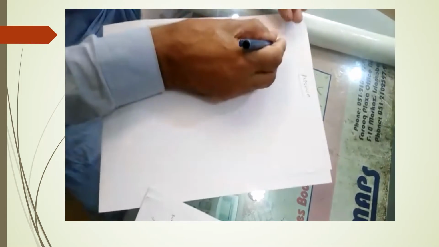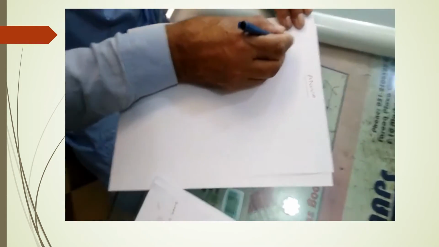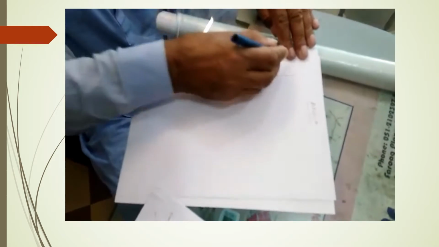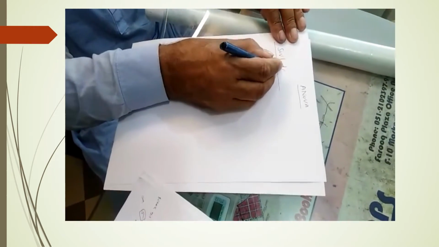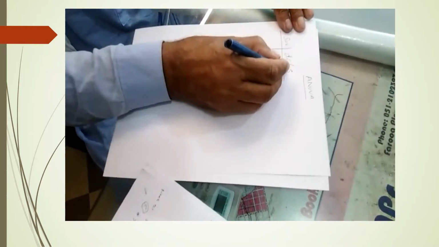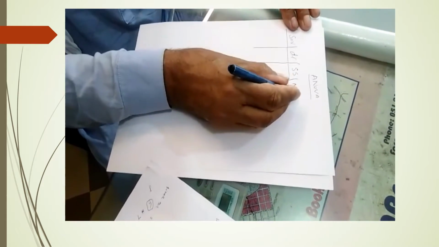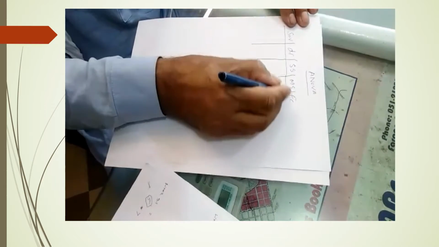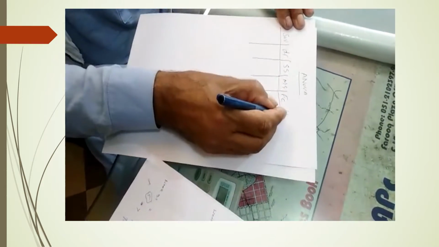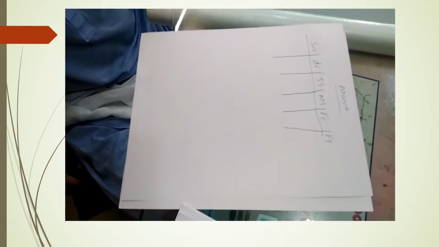The first column will be known as the source of variation, the second column the degree of freedom, the third column the sum of square, then mean square, then FC, then FT. One by one I will explain it. SOV stands for source of variation. DF, degree of freedom, means the number of independent values minus 1.